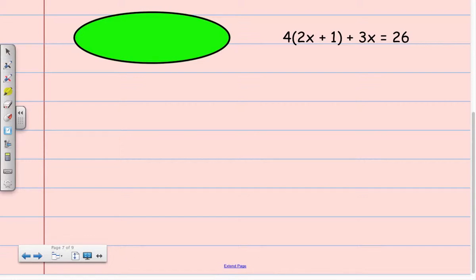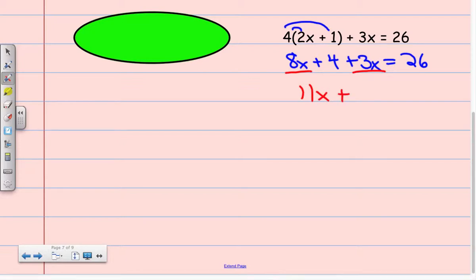Okay, so step 1, distribute. 4 times 2 is 8x, plus 4 times 1 is 4, plus 3x equals 26. Okay, now I'm going to combine like terms. I've got 8x plus 3x, which is 11x, plus 4 is equal to 26.